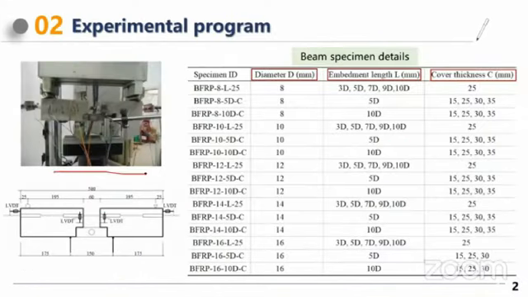This is a picture of the test setup. The beam specimen contains 2 half beams, and the BFRP bar is set in the flexural tensile zone. This is the LVDT. The LVDT is set to monitor the slip of the BFRP bar. In this research, we consider 3 factors: diameter, embedment length, with the embedment set as 3 diameters, 5 diameters, 7 diameters. Then we also consider the cover thickness.